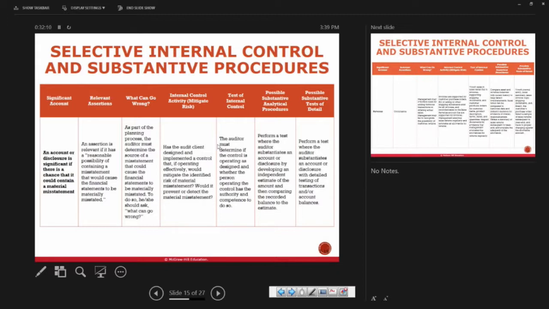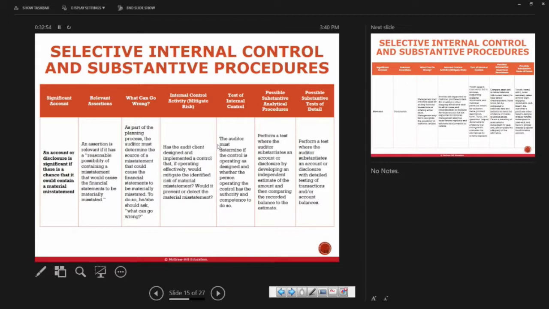So in all, the game plan of the auditor's vulnerability approach is to identify the account and determine whether there's a chance that it could contain a material misstatement, the risk of material misstatement, and relate that to the relevant assertion. An assertion is relevant if it has a reasonable possibility of containing a misstatement that would cause the financial statements to be materially misstated. We saw with revenue: occurrence, completeness, cutoff. Accounts receivable, we saw as existence or valuation.